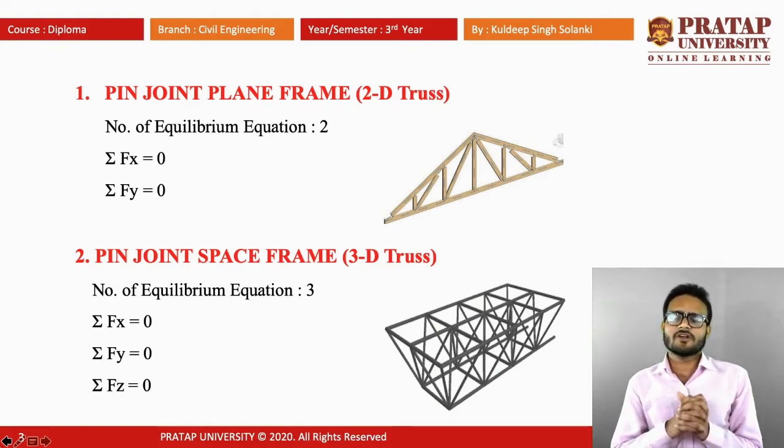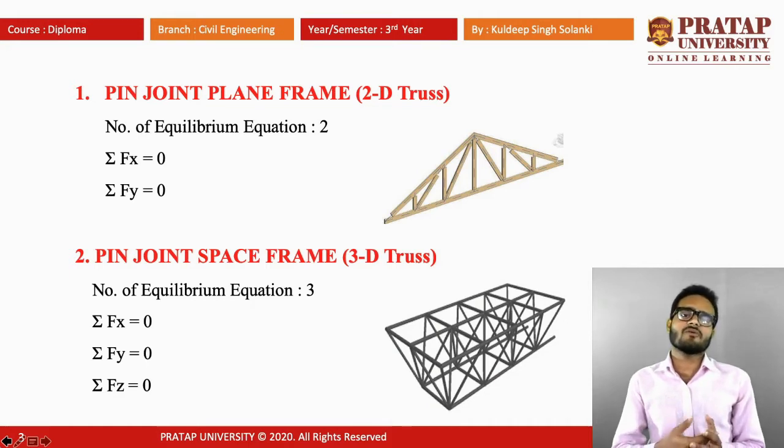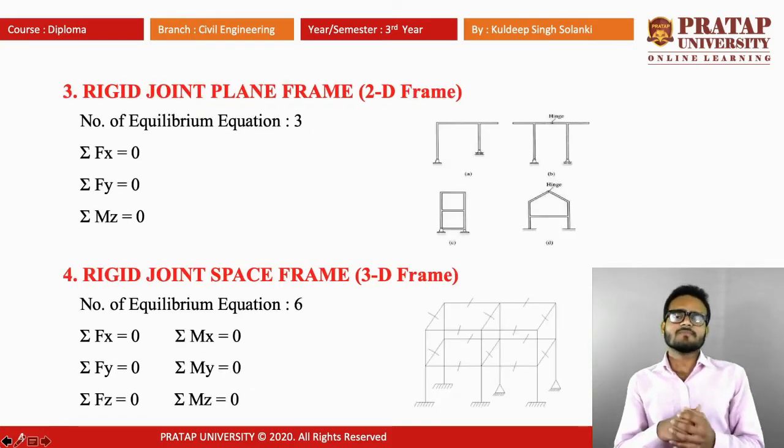So the number of equilibrium equations for a pin joint 3D case, that is, a pin joint space frame, is 3. For a pin joint plane frame, the number of equilibrium equations is 2, and for a pin joint 3D structure, the number of equilibrium equations is 3. In the next slide, this is the rigid joint.